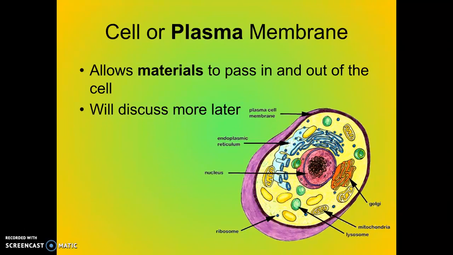The cell or the plasma membrane, and you can use both terms, they mean the same thing. What you need to know for now is that it allows materials to pass in and out of the cell. So that would be this dark purple line on the outside there. The unit that we cover right at the beginning of term 2 is all about the plasma membrane, letting things in and out. So all I need you to know right now is that that's what it does: it lets things go in and out of the cell.